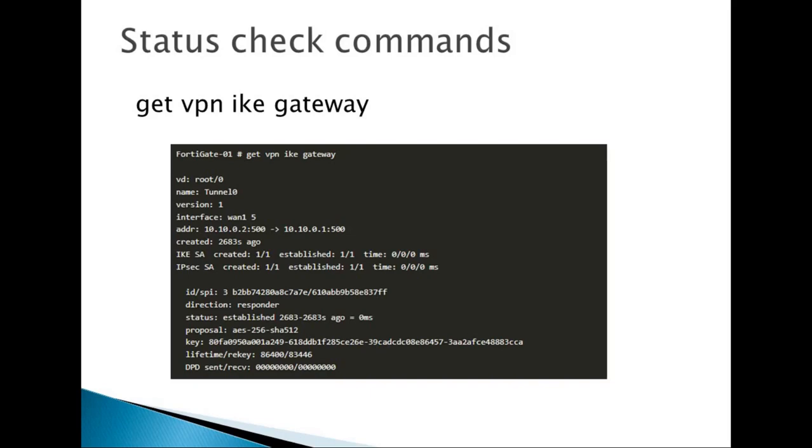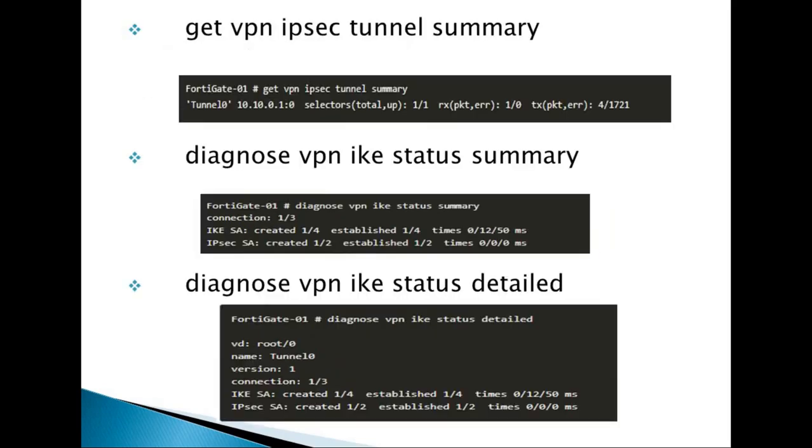You can see the PFS, the live seconds, and the status. If it is established, the connection has been established already. If it is showing connecting or something else, the IPsec is still not connected. Another command is get vpn ipsec tunnel summary, where you can see how many tunnels are available and how many are up, any errors, and the received and transmitted packets.